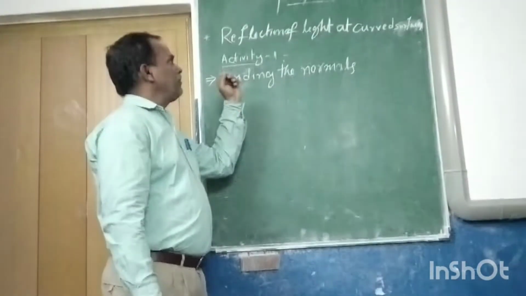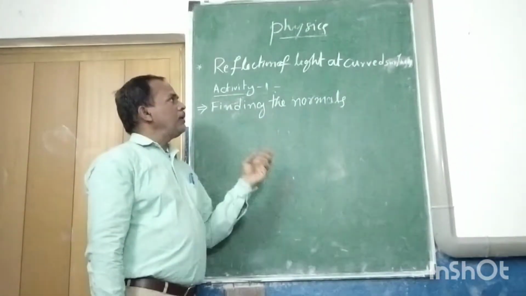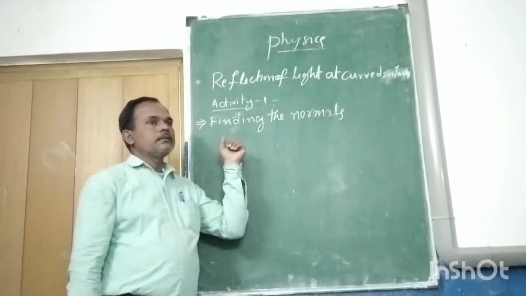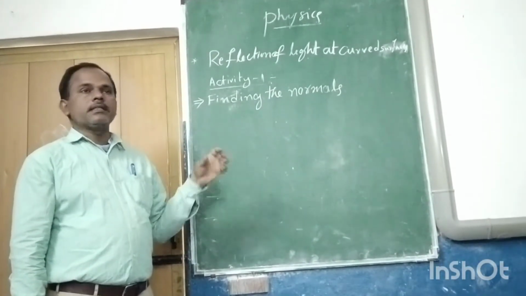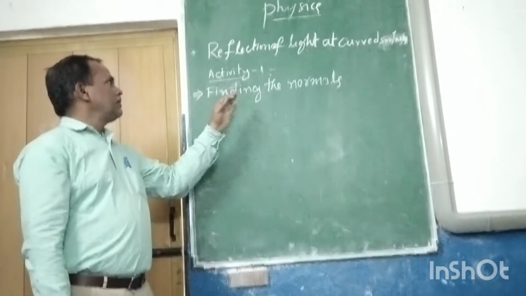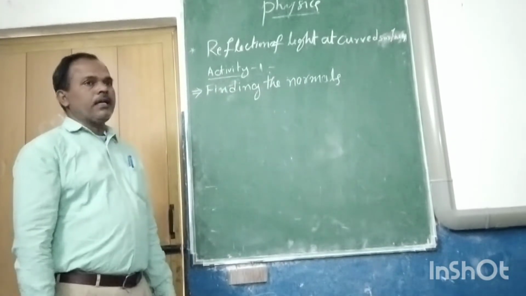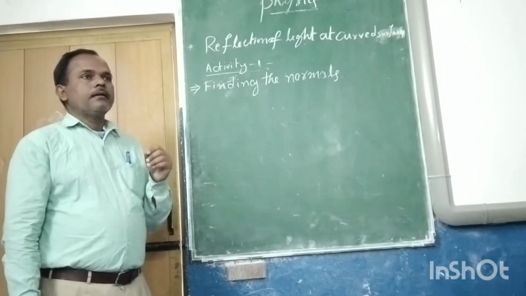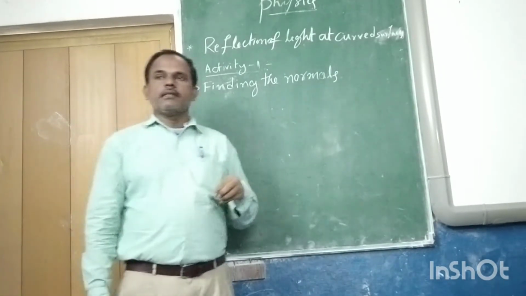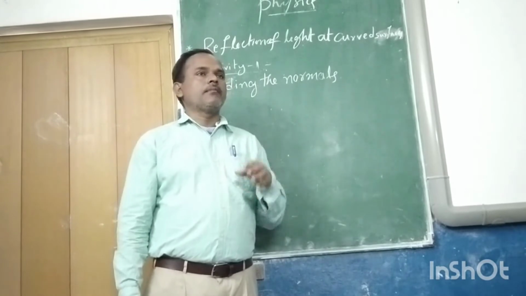In a chapter named Reflection of Light in Curved Surfaces. In this lesson, previously we discussed the introduction part. Now we are going on to finding the normal axis. How can we find the normal axis? What is the meaning of the normal axis? First, we want to find the normal axis.